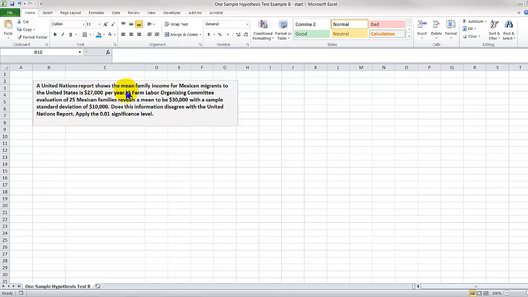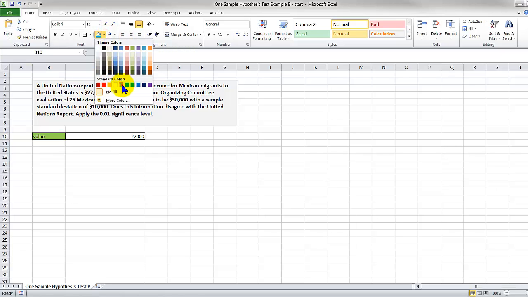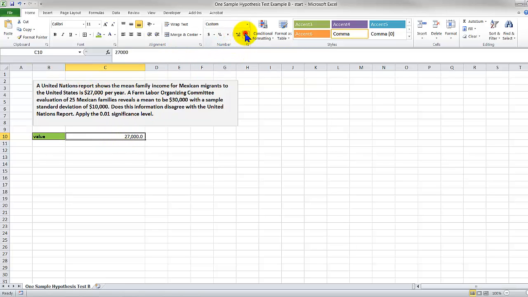So all of the information after this first sentence is related to the study that we're comparing against this first value in the statement. So I'm going to document this as value. This is what we're comparing against, 27,000. Let's go ahead and provide some formatting. Since we're talking about money, how about a green format? And let's go ahead and provide at least the comma style there.